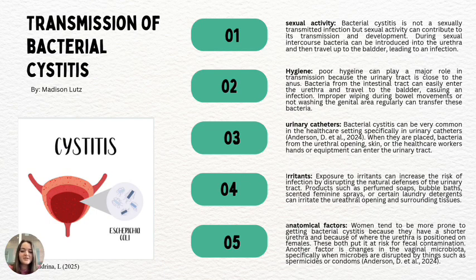Fifth is anatomical factors. Women tend to be more prone to getting bacterial cystitis because they have a shorter urethra and because of where the urethra is positioned on females. These both put it at risk for fecal contamination. Another factor is changes in the vaginal microbiota, specifically when microbes are disrupted by things such as spermicides or condoms.